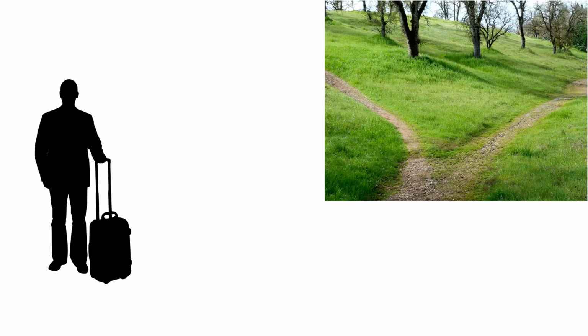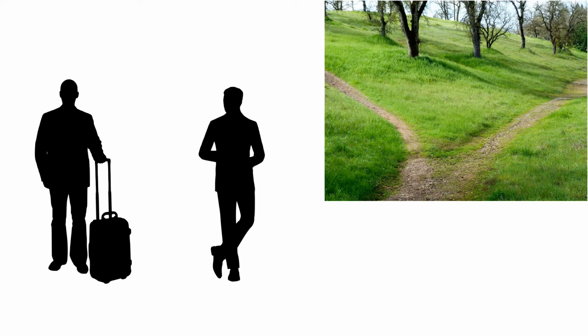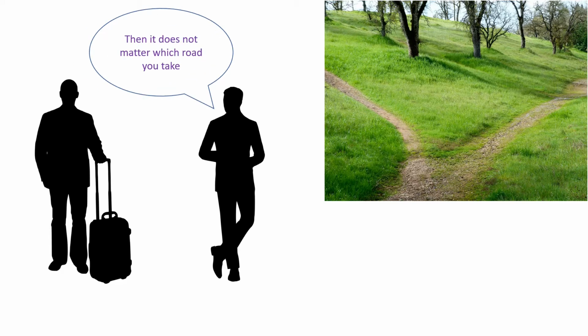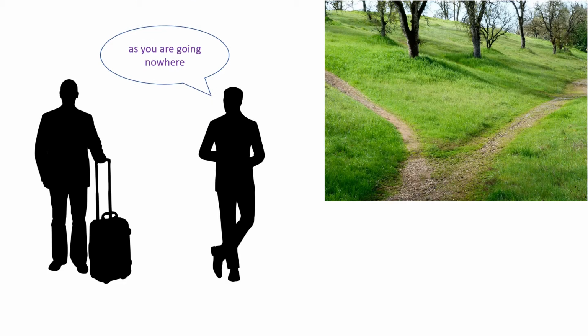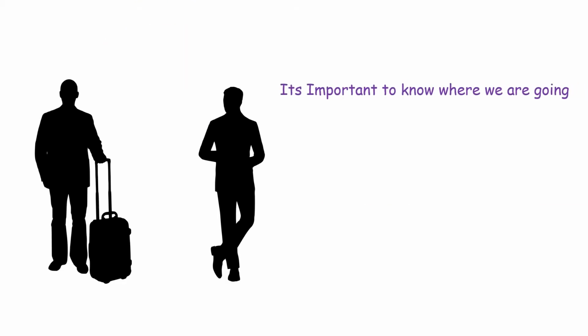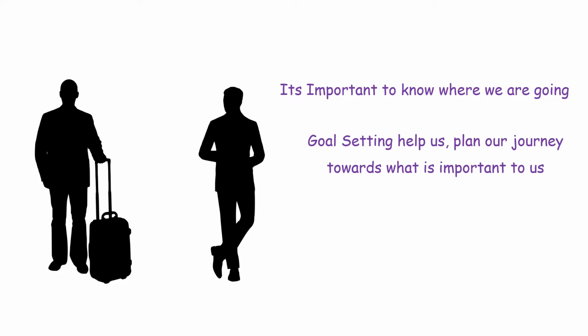Once a traveler was at crossroads and asked a bystander, "Which road is the correct road?" The bystander asked, "Where do you want to go?" The traveler said he doesn't know. On this, the bystander replied, "Then it does not matter which road you take. No road will take you where you want to go, because you are going nowhere. So it is important to know where we are going." Goal setting helps us plan our journeys towards what is important to us and what we want in our life.